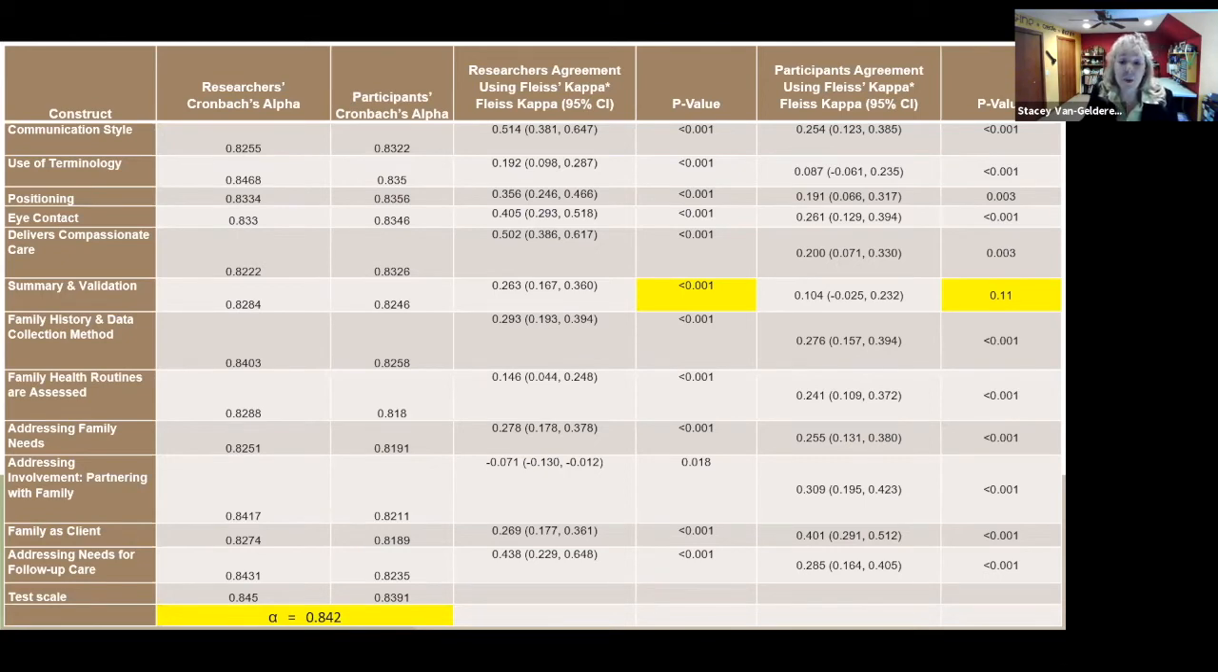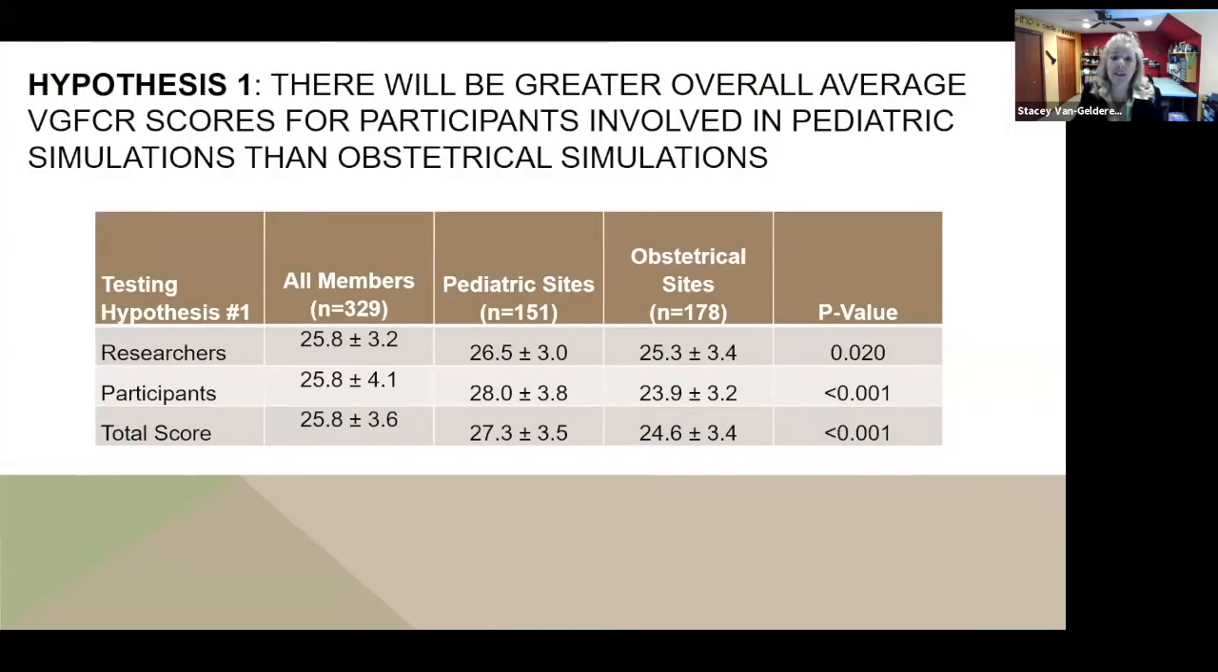And then for inter-rater reliability, we used the Fleiss-Kappa statistical test to determine the reliability because we are using ordinal values. So 11 constructs showed significance at the p equals 0.05 level. The construct of summary and validation did not show significance with the participants, but did show significance at the 0.5 level between the researchers. This table demonstrates the first hypothesis was supported by showing the pediatric sites did have a higher score compared to the obstetrical sites.